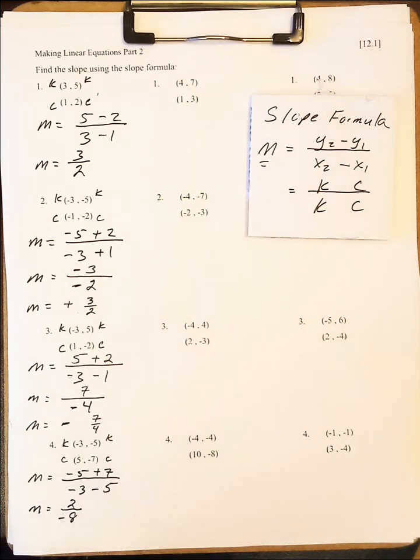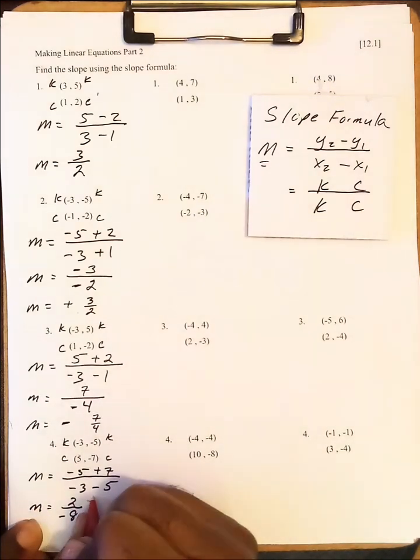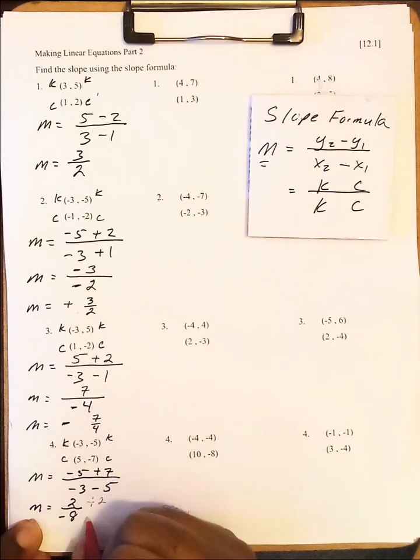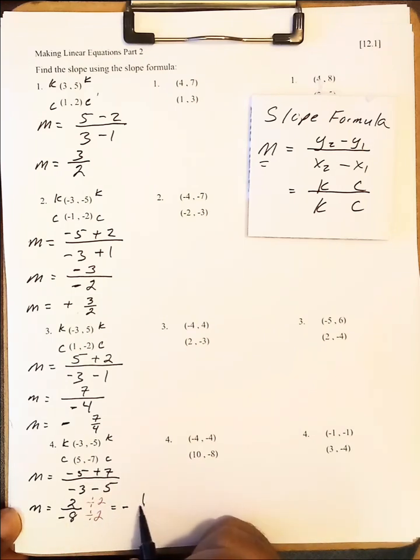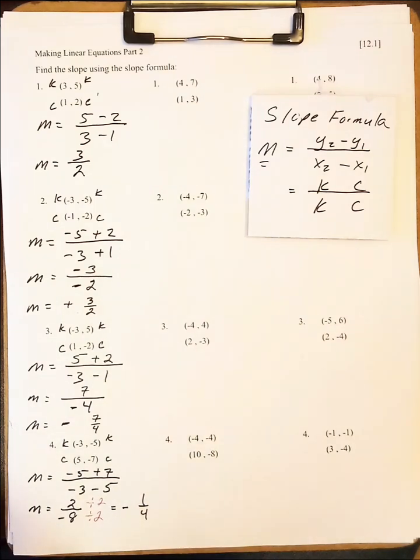Now, I'm going to simplify this because I can divide both the top and bottom by 2. So let's simplify. Divide by 2, divide by 2. And so simplifying, we've got positive divided by negative. That means the answer is going to be negative. 2 divided by 2, 1. And 8 divided by 2, which is 4. So it's going to be a negative 1/4, which is a down 1 over 4.